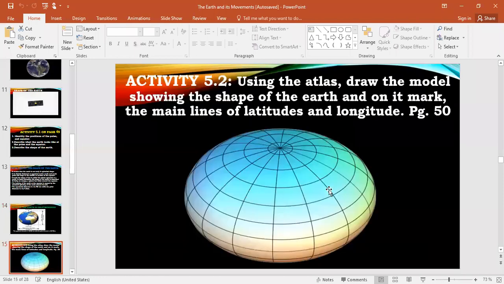So we'll go to activity 2.5.2. Using your atlas, please draw the shape of the Earth. I need you to mark and name the main lines. If you check in your book, you have that question there. That is activity 5.2. Please, you have 2 minutes to draw.